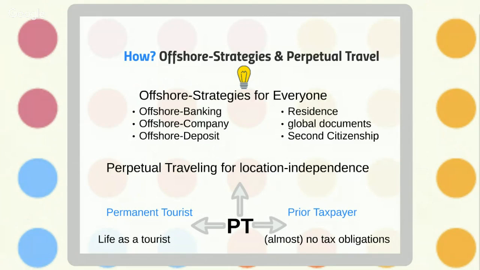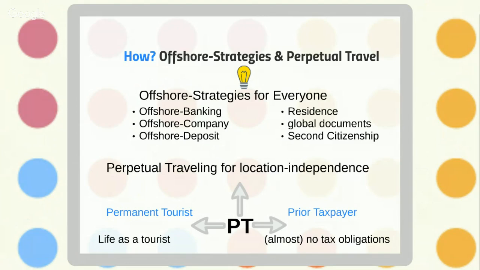Another thing for offshore strategies is to get global documents, for example, a driver's license. If you can't get a driver's license in your country, you might get it in another country. Even if you lost your driver's license by driving too fast, you might get it from another country again. So these are the exciting opportunities you have by planting different flags around the world.